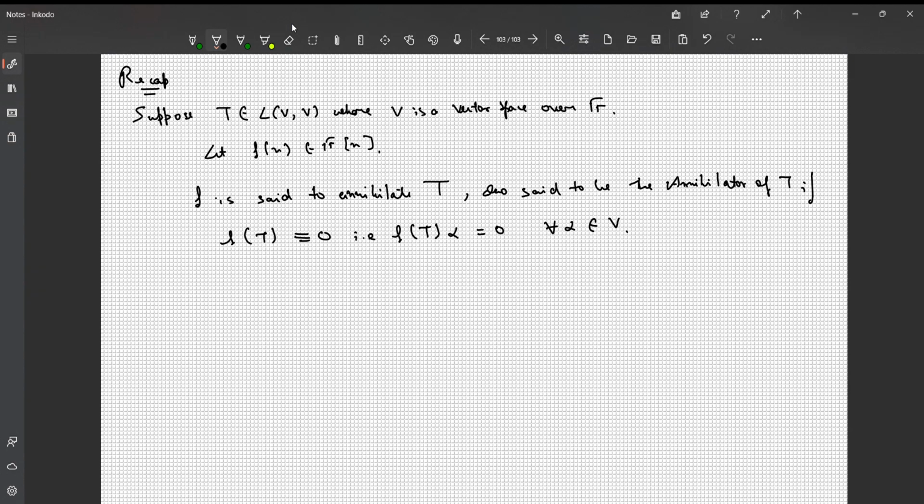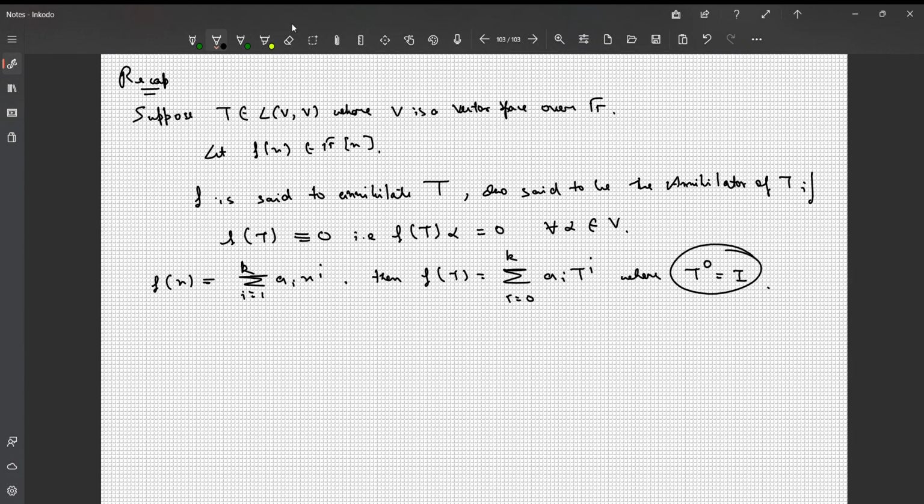Okay, and we had discussed in the previous lecture that if f(x), which is pretty trivial, is of this form, summation i equals 0 to k of a_i x to the power i, then f(T) is the linear operator of this form: summation a_i T to the power i, i equals 0 to k, where T to the power 0 is considered to be the identity operator. Right? We have discussed it in the previous lecture.